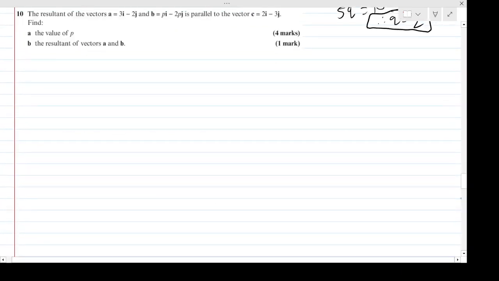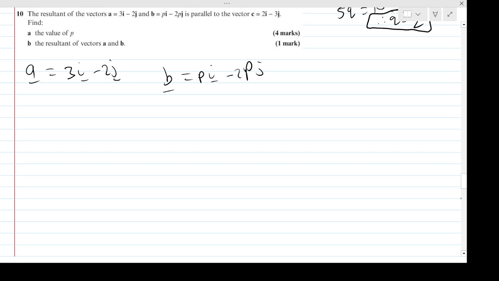Question 10. We are told that the resultant of the vectors, the vector A, which is 3i minus 2j, and the vector B, which is pi minus 2pj, is parallel to the vector C, which is 2i minus 3j. So there's a lot of stuff going on. We need to find the value of p and the resultant of vectors A and B.